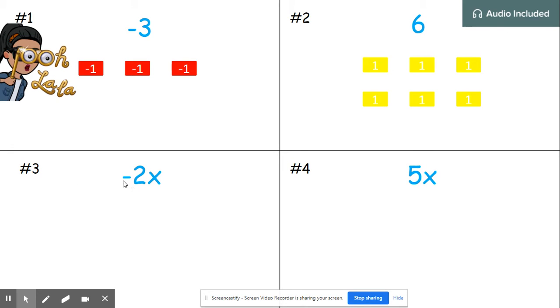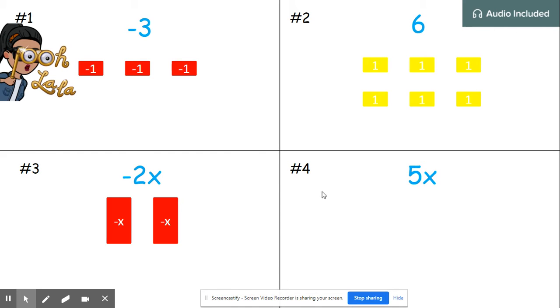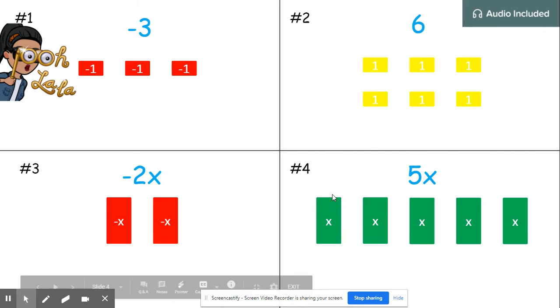Okay, now we have our -2x. So we have our variables with our coefficients. Those are represented by some larger red ones. So we have 1, 2. They're negative, so we have a -2x. Number 4, now we want to find our positives. How I'm going to represent 5x is by green ones. So 1, 2, 3, 4, 5. And make sure you write your x.